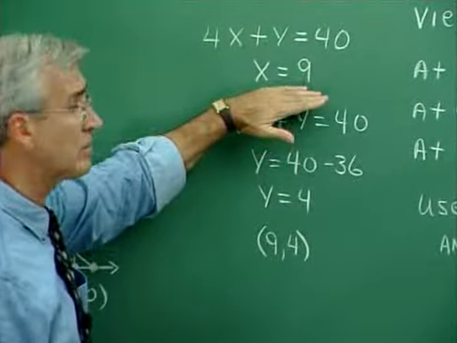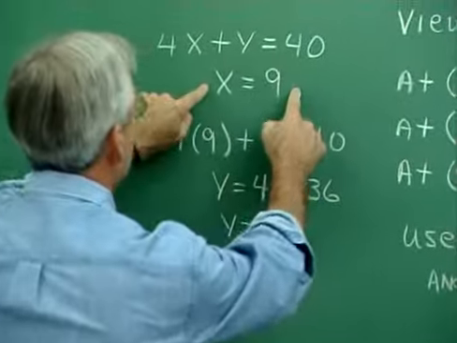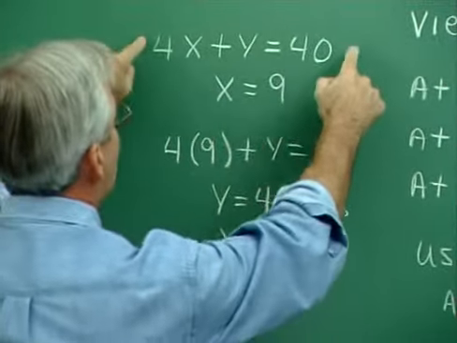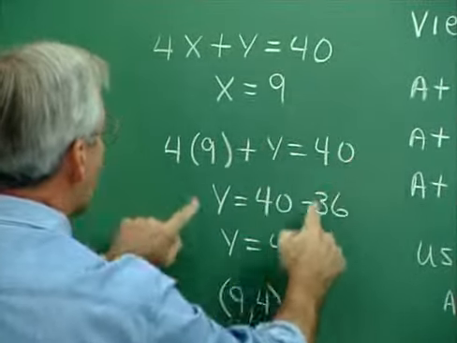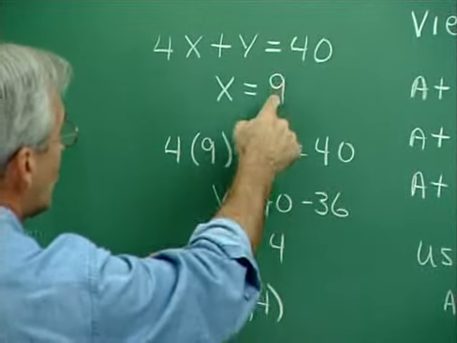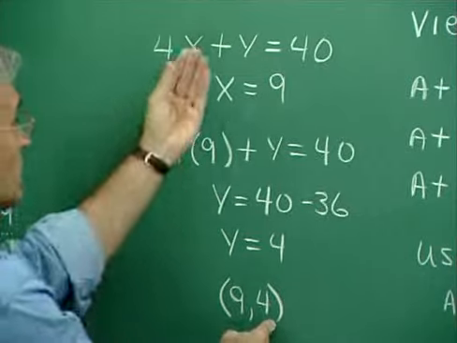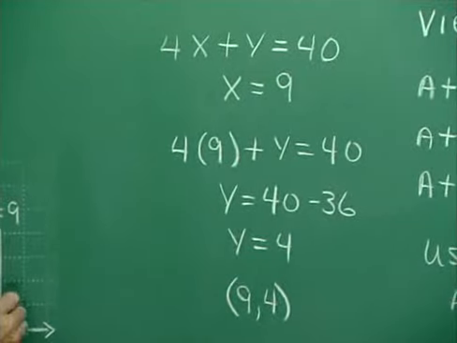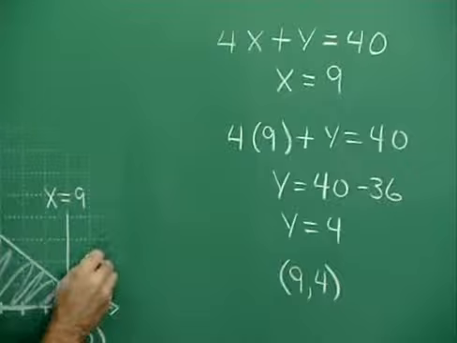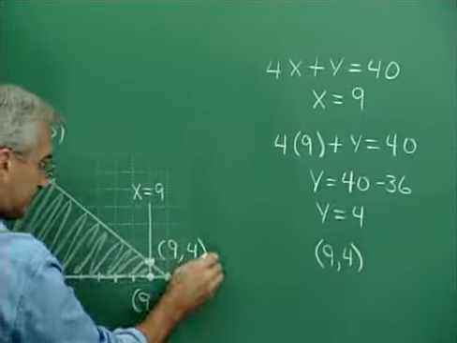Now let's solve the system. Well, it's kind of trivial. We know that x is 9, so we just put an x value of 9 into this equation, and we find y to be 4. That means when x is 9, y is 4, so the point (9, 4) solves the system of equations, and therefore the coordinates of this point are (9, 4).